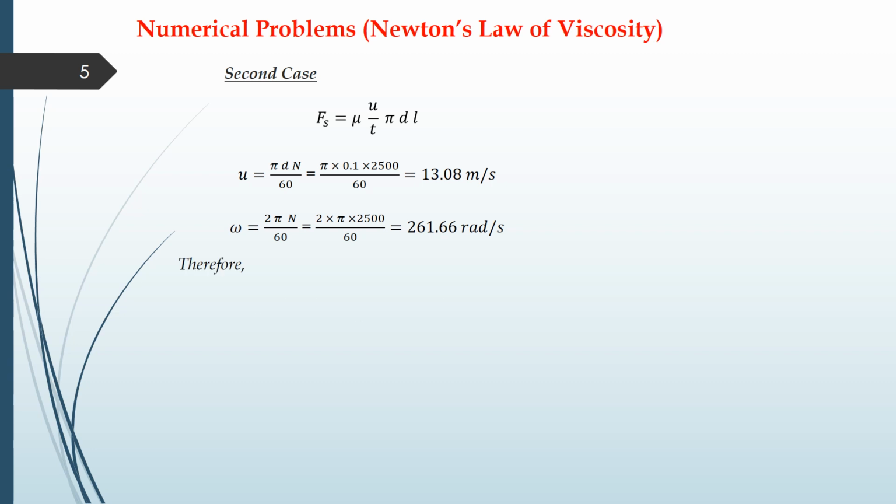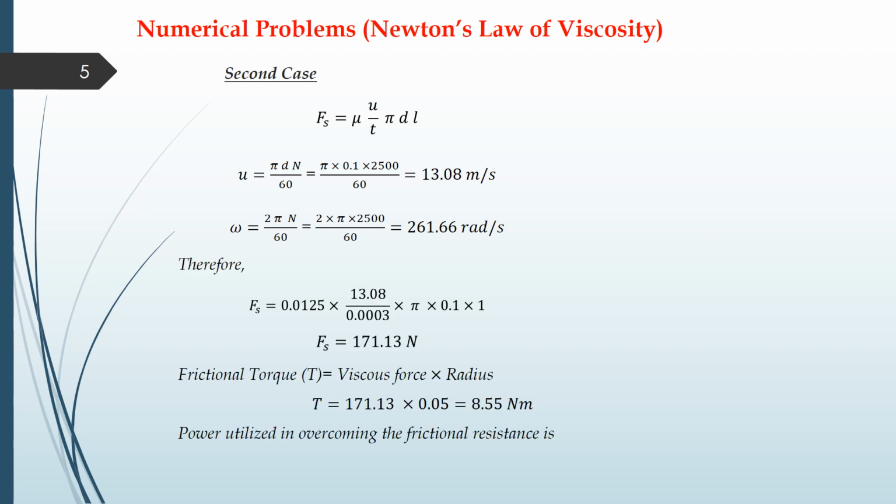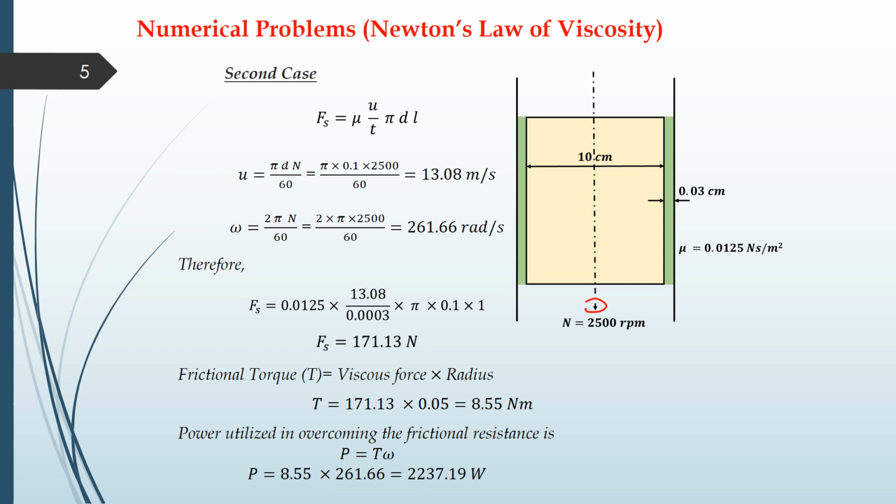So in the second case, we will be using again Newton's law of viscosity. Since we have the fluid over here, we want to rotate this rod at 2500 RPM. So we will be using this formula once again. That is, your shear force is equal to mu u by t pi dl. That is, pi dl is your lateral surface area. In that case, the rod is at rest.